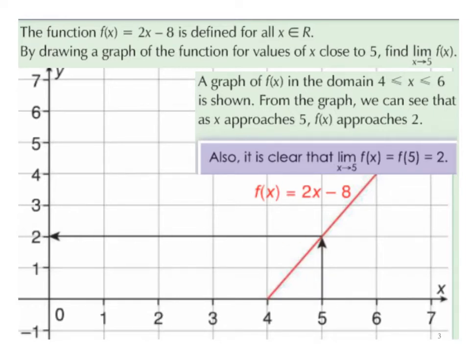And if we substitute 6 into our function, we end up with 2 multiplied by 6, which is 12, and 12 take away 8 is 4. So we have the point 6, 4. So right here.